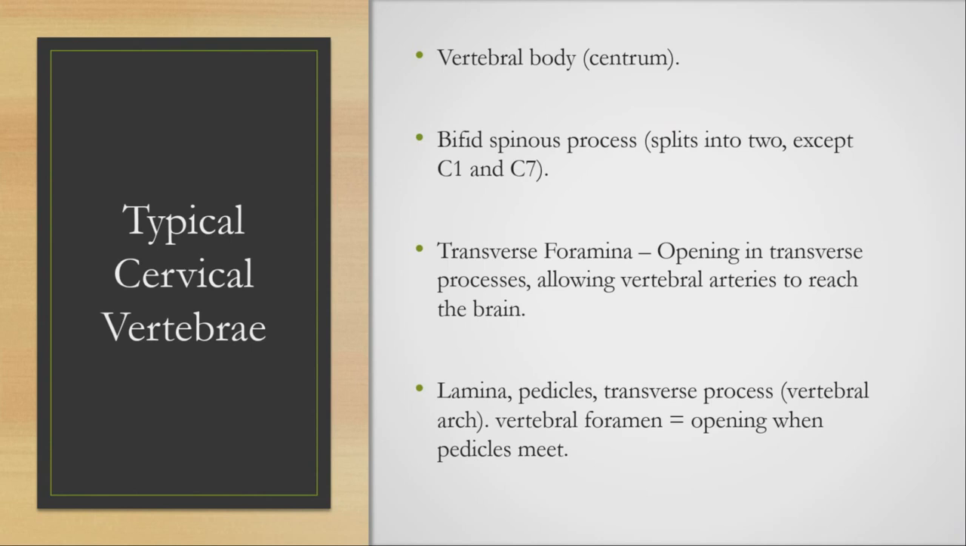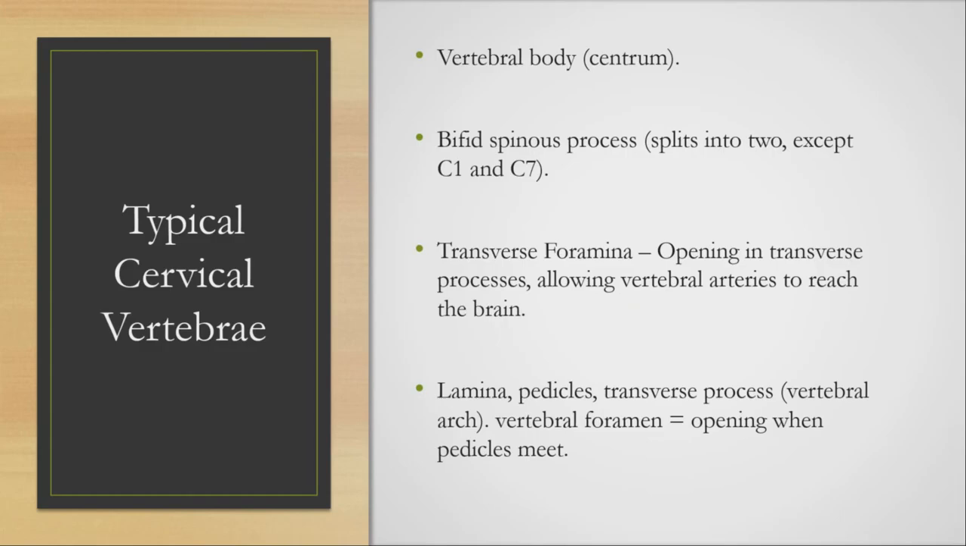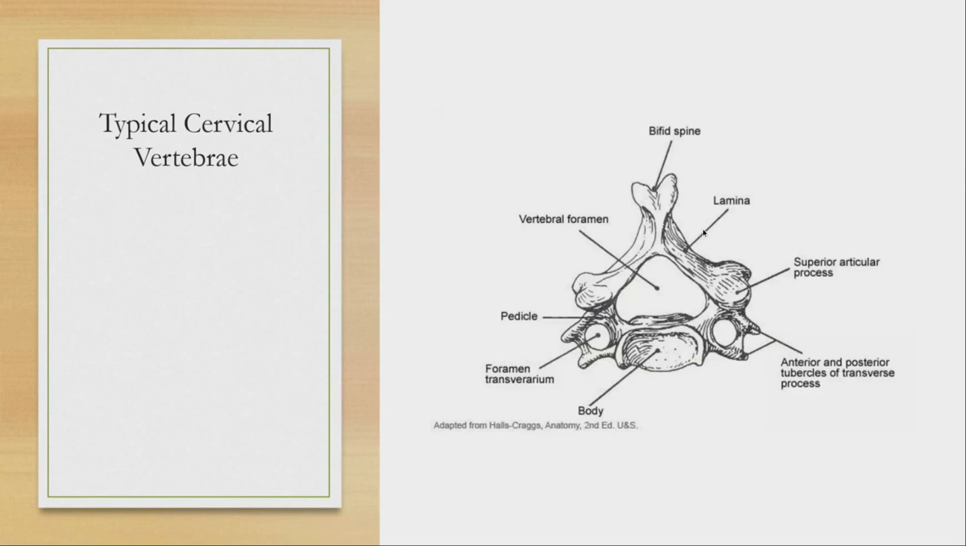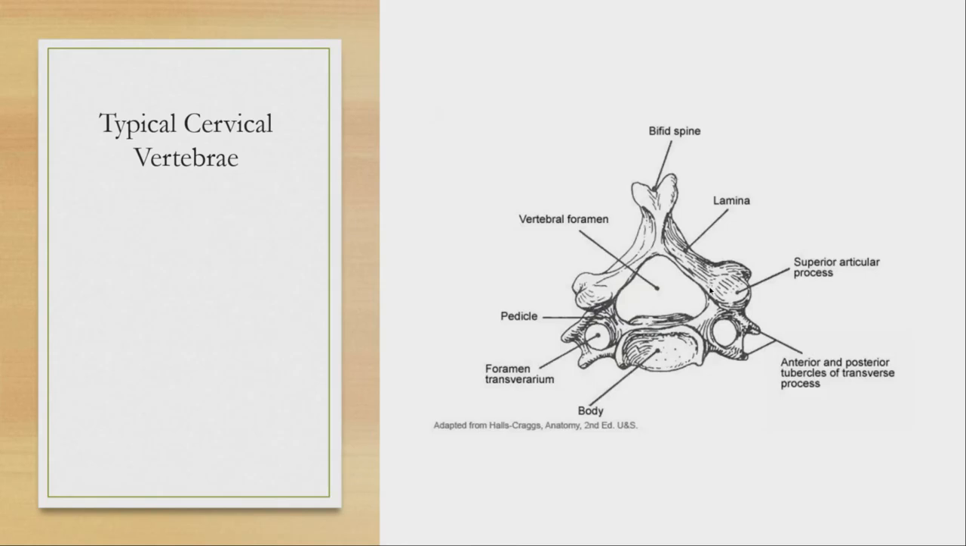It also has transverse foramina, which is the opening in the transverse processes, and that allows the vertebral arteries to reach the brain. It has laminar pedicles and transverse processes, which are collectively known as the vertebral arch. And the vertebral foramen is the opening where the pedicles meet. And collectively, the vertebral foramen are called the vertebral canal.